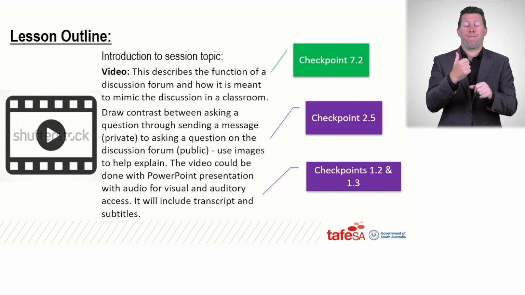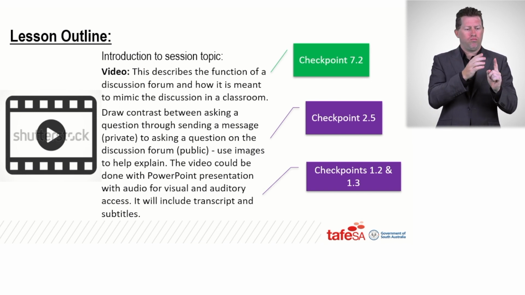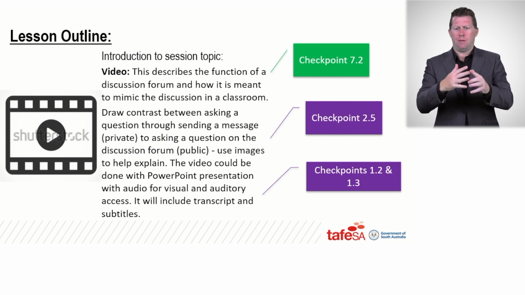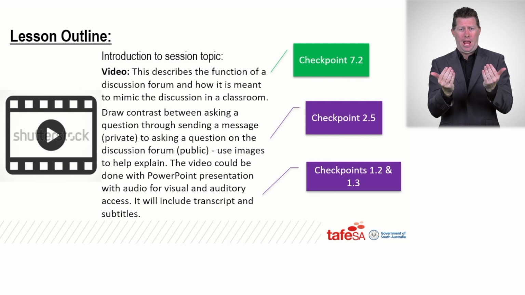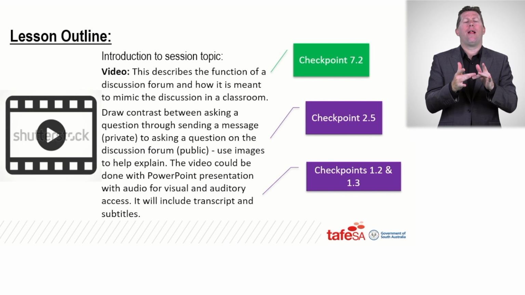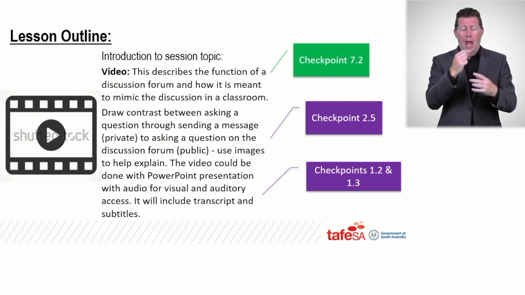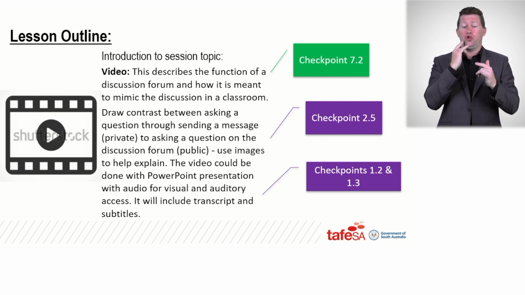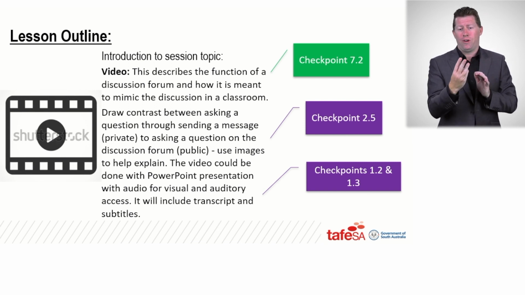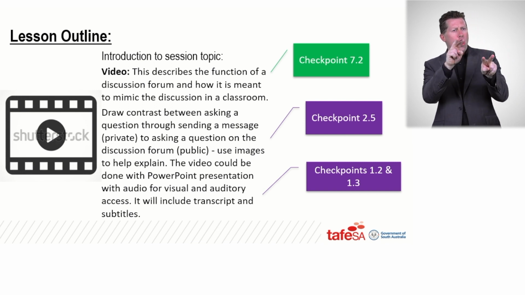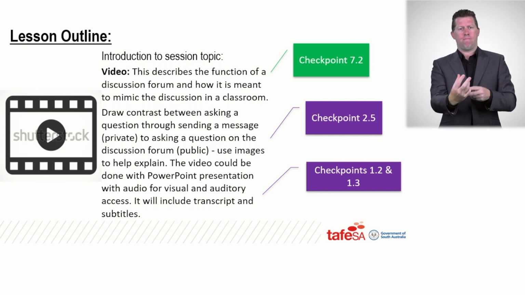So for example, I can use the following checkpoints in my video design. Checkpoint 7.2, optimize relevance, value and authenticity. We're using comparison to build meaning for students so they can see the relevance of discussion forums online. 2.5, illustrate through multiple media, so providing images of discussion forums can help aid comprehension. And checkpoint 1.2 and 1.3, offering alternatives for auditory information and visual information gives students a choice, and if they have a preference of how they want to consume their content.